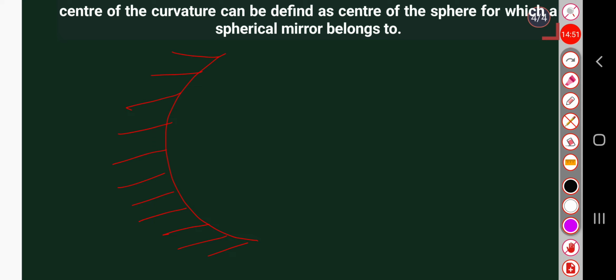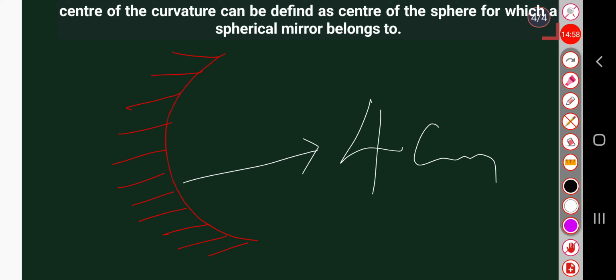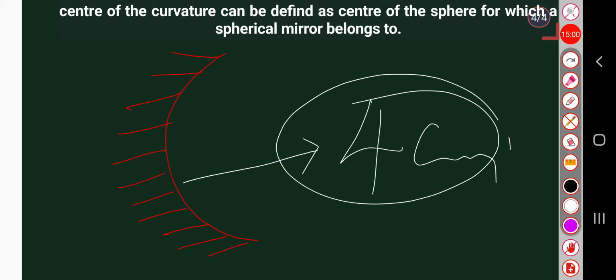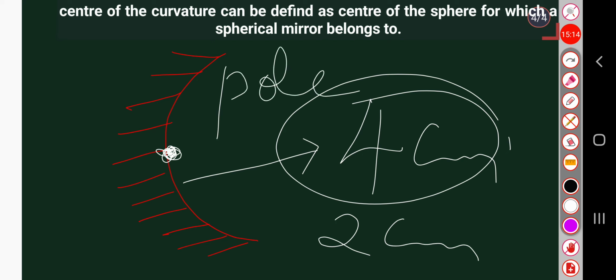Now for this concave mirror, there is a geometrical center. Let us assume the length, the circumference of the curved surface, is 4 centimeters. Where will its midpoint be? The midpoint will be at 2 centimeters, meaning exactly there will be one midpoint. The geometrical center of the curved surface is called the pole.